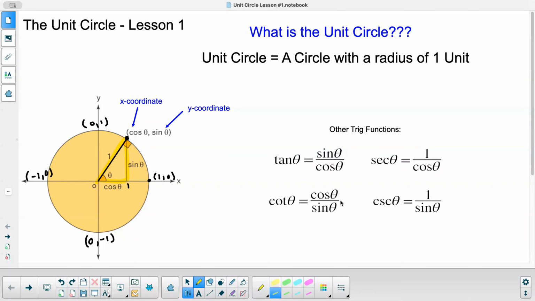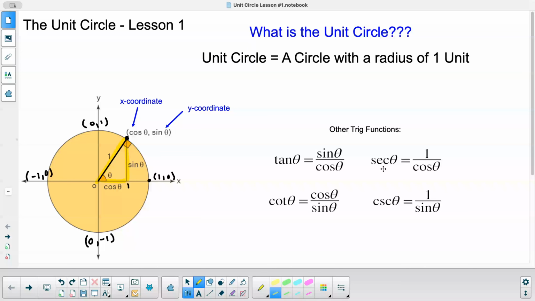Now, some other trig functions here. Tangent of theta. If you ever want to find the tangent, as long as you know these two coordinates here, the cosine of theta and the sine of theta, if you divide the sine of theta by the cosine theta, that gives you the tangent theta. And then the cotangent of theta is just the reciprocal. So you flip it, you do the cosine of theta divided by the sine of theta.